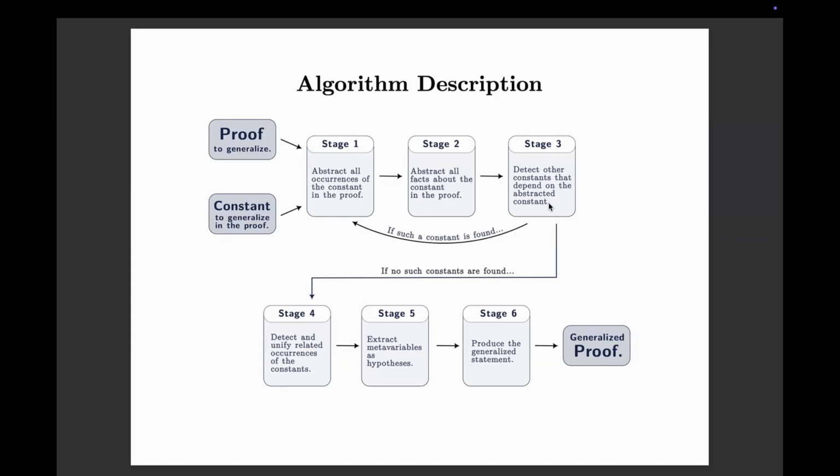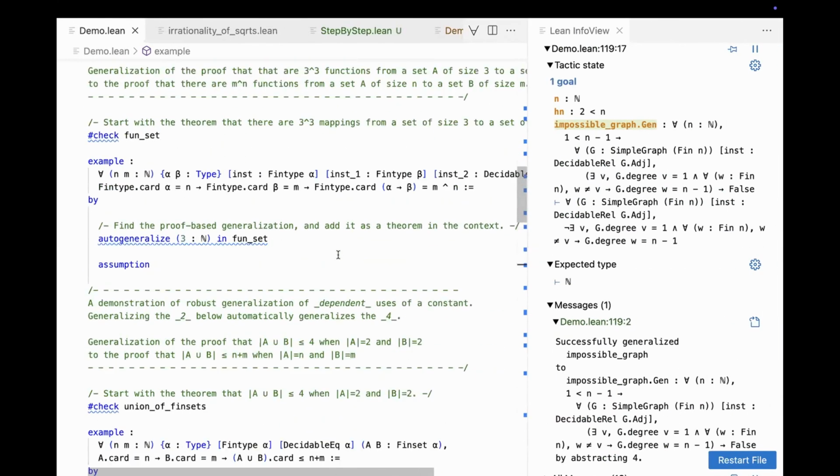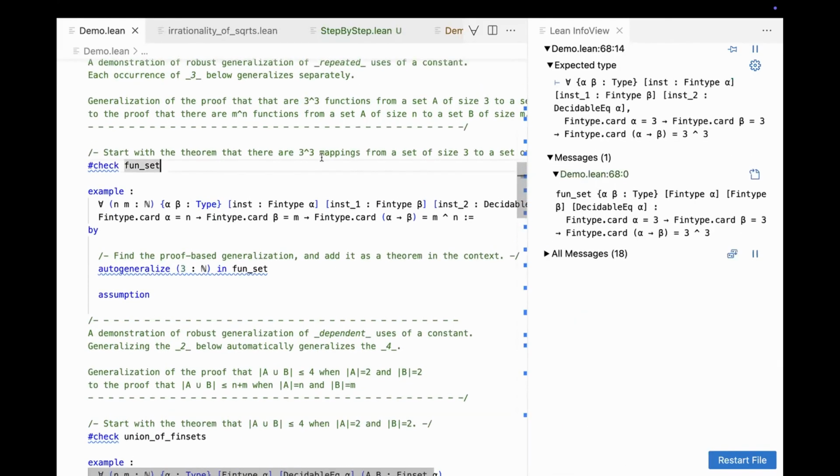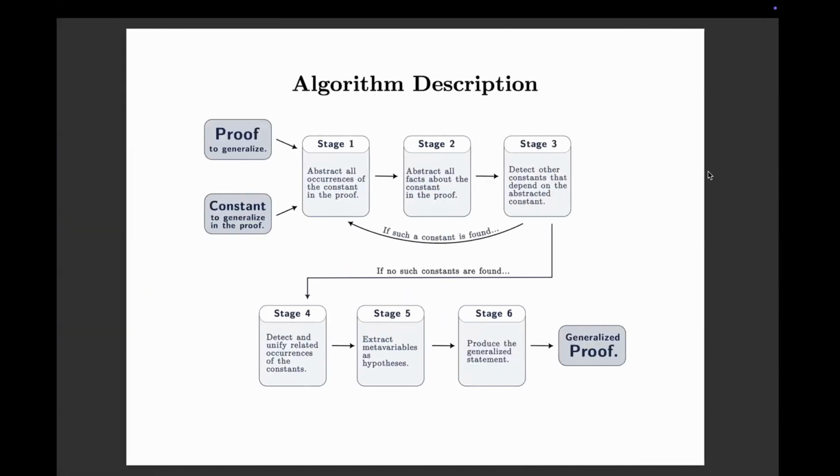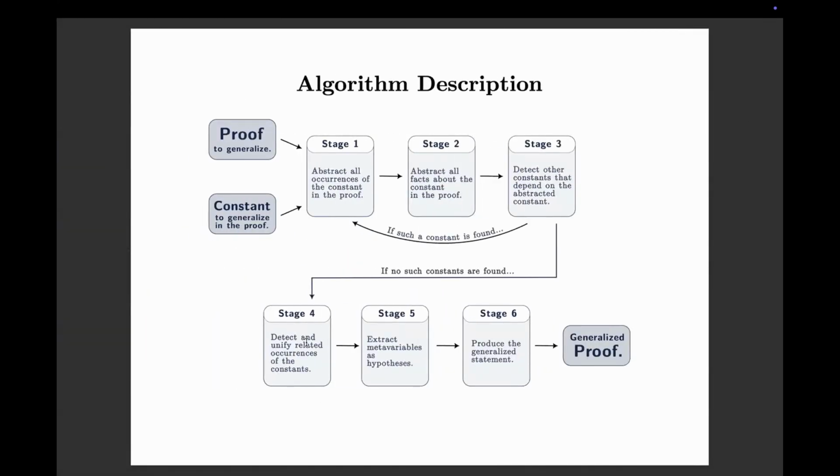Okay, so then once we have turned all the relevant constants into different meta variables and all the facts or lemmas about those constants into meta variables, we can detect and unify related occurrences. So in the example of the sets of size 3, we recognize with the type check that this 3 has to be the same as this 3, and this 3 has to be the same as this 3, and unify those so that the meta variables that have to be the same are the same.